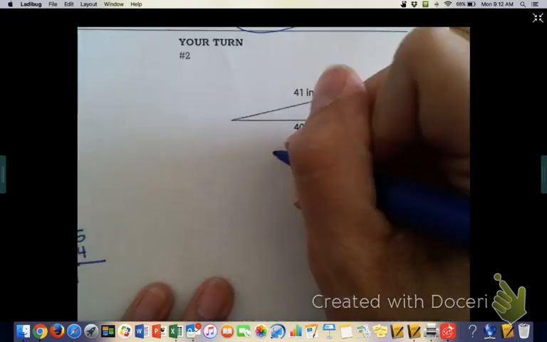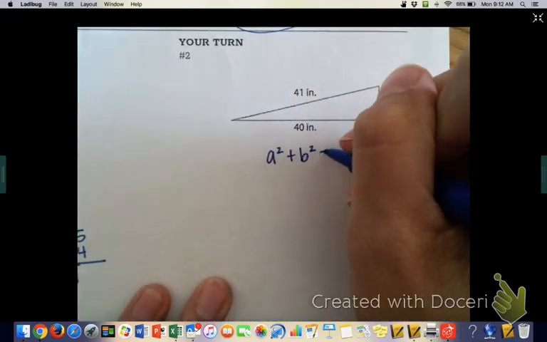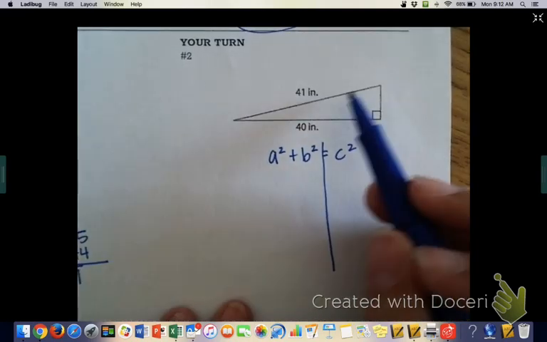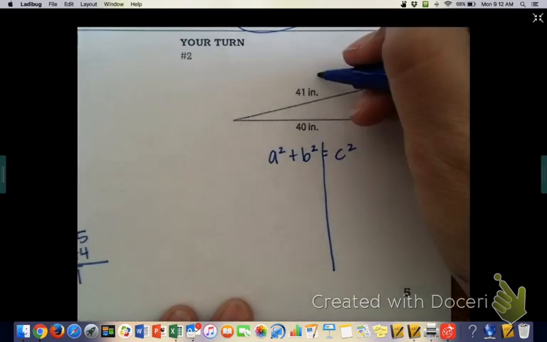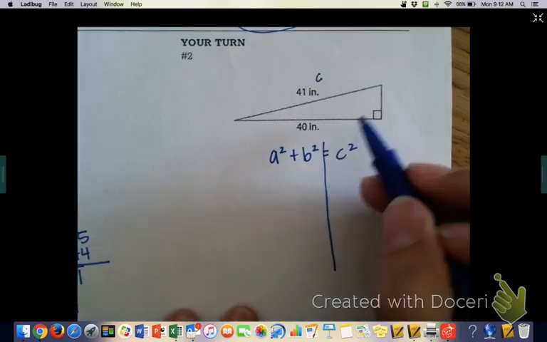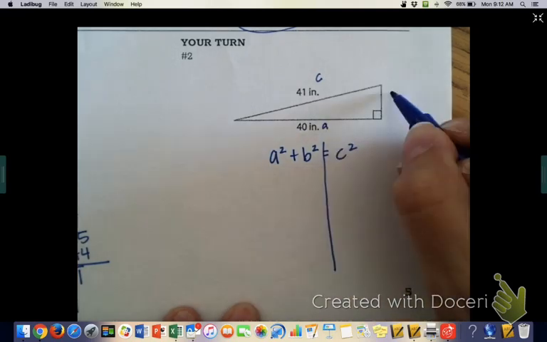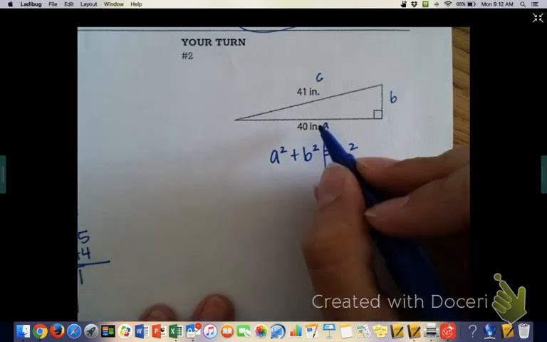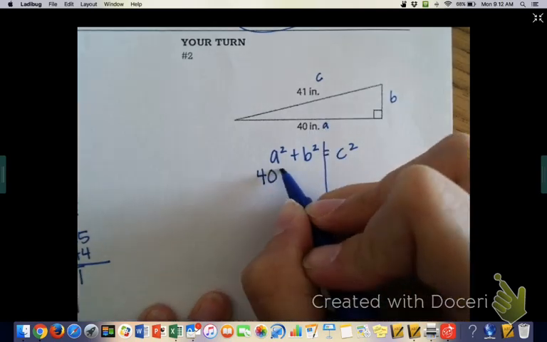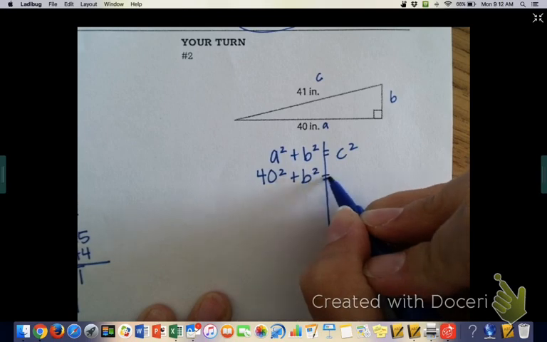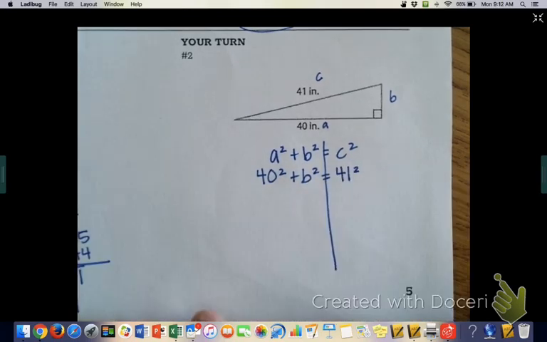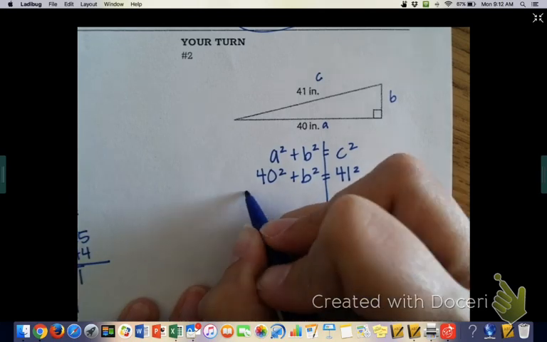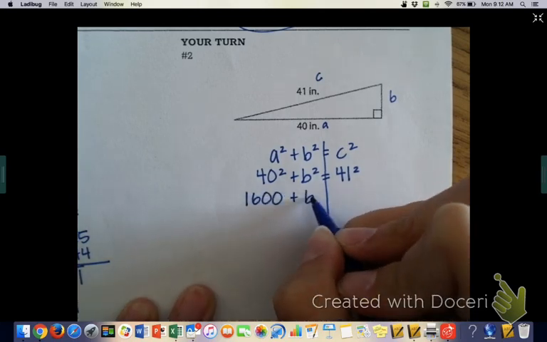All right, again, start by A squared plus B squared equals C squared. Make sure you know which is which. The longest side across from the right angle is your C, is your hypotenuse. A and B don't matter. I'll call this one A and this one B, but again, if you called that one B and this one A, you're going to get the same answer I do. So my A is 40 squared, plus we don't know B squared, but we do know the hypotenuse is 41, so squared. 40 squared is 1600, plus we don't know B squared, so leave it B squared.